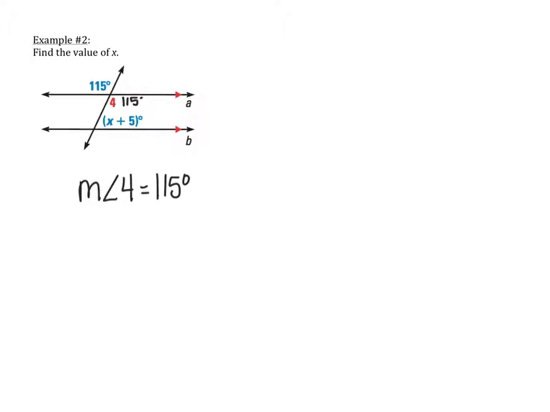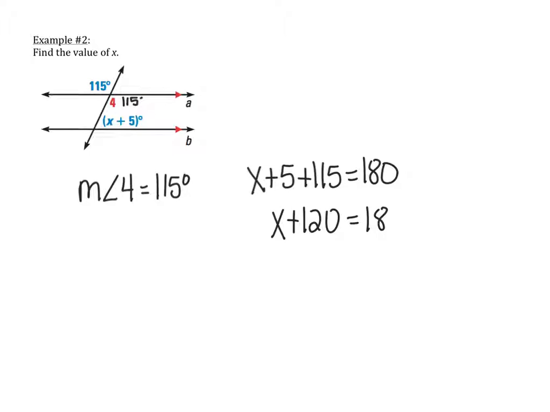So I'm going to set up my equation by taking x plus 5 plus 115 and set it equal to 180. Now it's time just to solve it. x plus 5 plus 115 would be x plus 120. I would then subtract 120 from both sides, and I'm left with x equals 60.